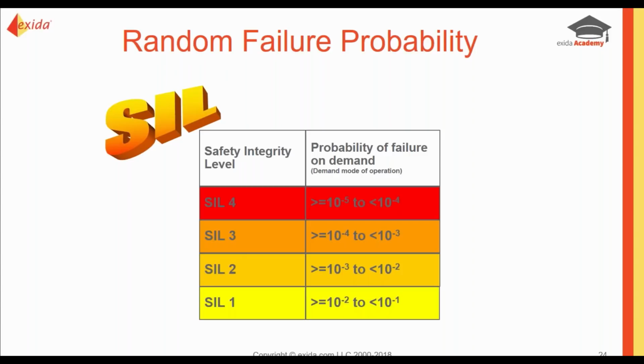But just like the other tables, you have your PFD average, and if you're in high demand, you'll also have PFH tables. However, your PFD average tables will once again line up with your safety integrity level, and each safety integrity level will be an order of magnitude increase. Once again, your SIL 1 being the lowest, SIL 4 being the highest.